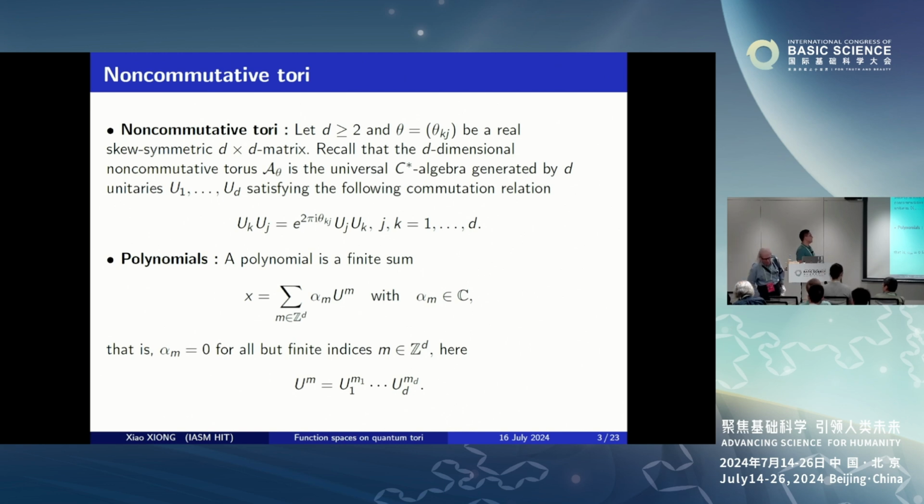With this in mind, we can also look at the polynomials, which are sums of U to the power m. This is the definition of U to the power m. If we go back to the classical torus case, this U to the power m is nothing but the periodic function e to the 2 pi i x dot m.